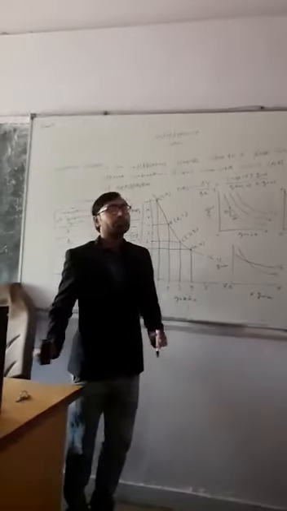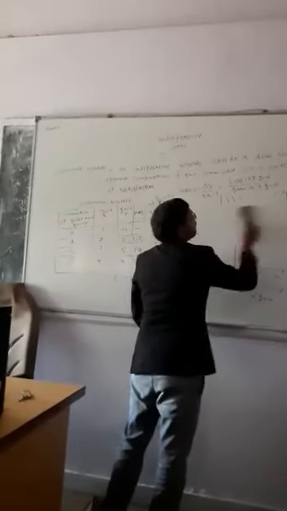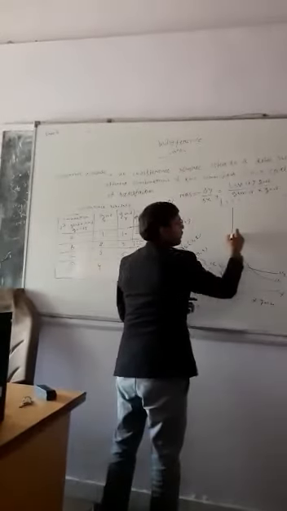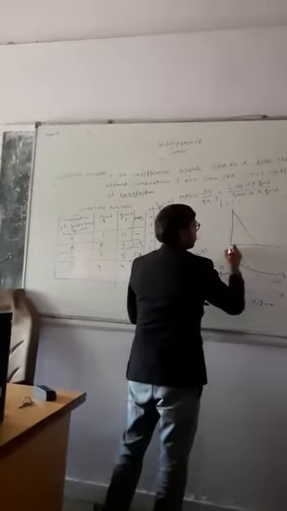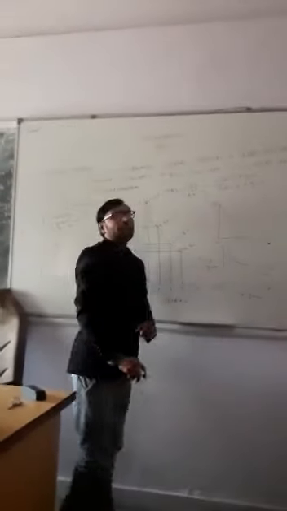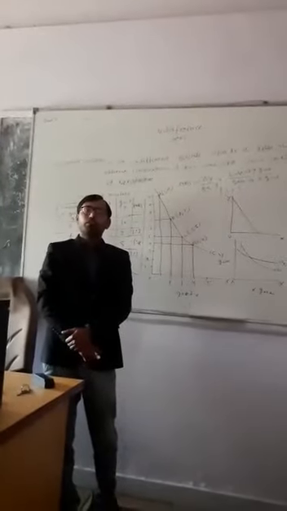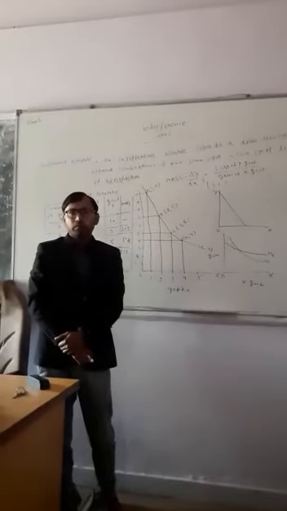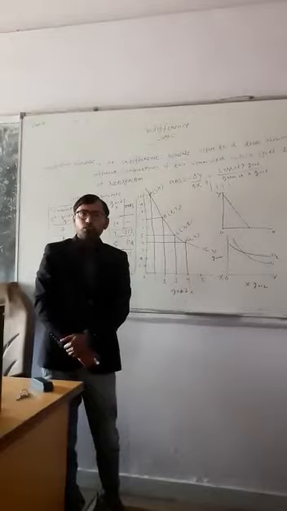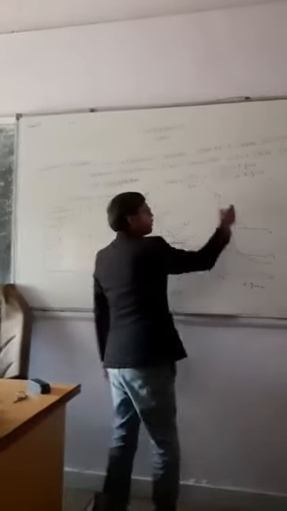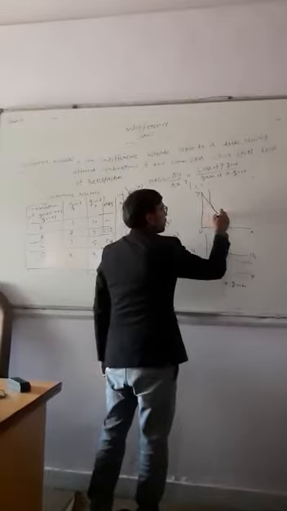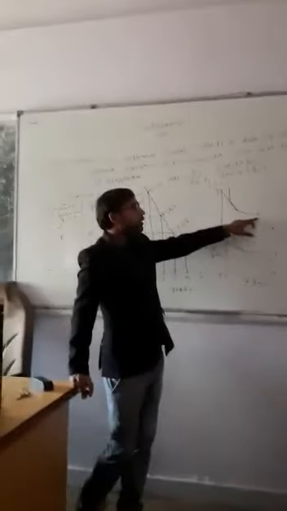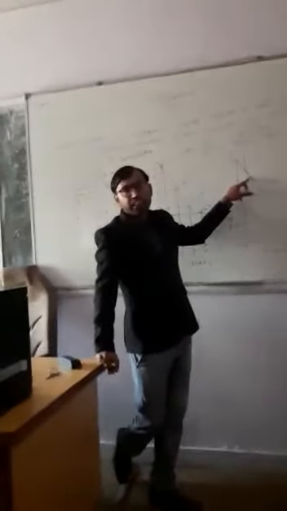Now, what are the conditions of consumer equilibrium in the case of indifference curve analysis? This is our budget line. The budget line shows the different combinations of two goods that can be bought given the income and given the prices of the two commodities. So, in indifference curve analysis, a consumer is in equilibrium when the indifference curve and the budget line are tangent to each other.